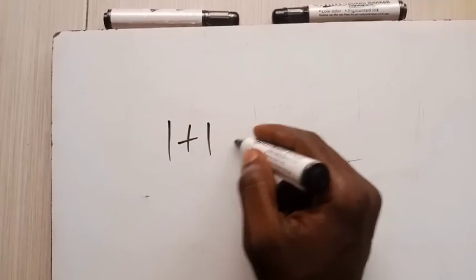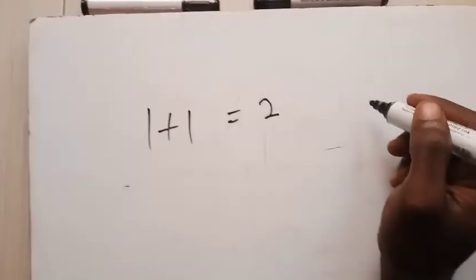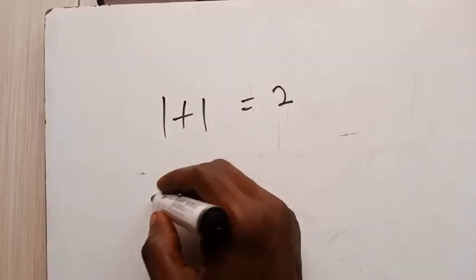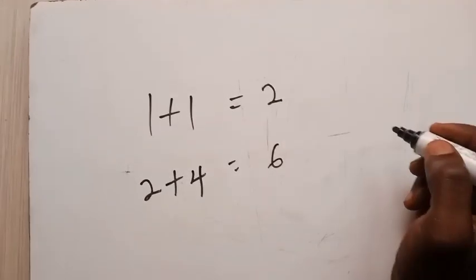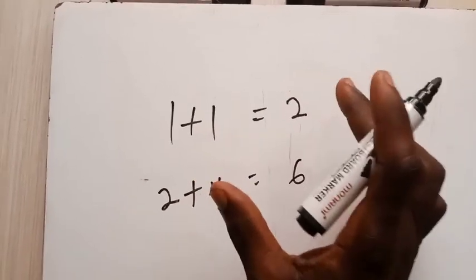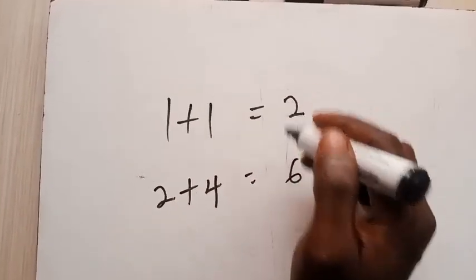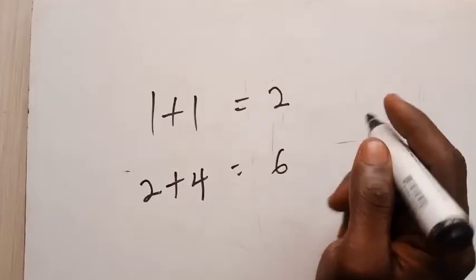1 plus 1 is equal to 2, right? Okay. What about 2 plus 4? That is going to be equal to 6, right? So these are some of the things that you already know, from the basic arithmetic or something of that nature, right?